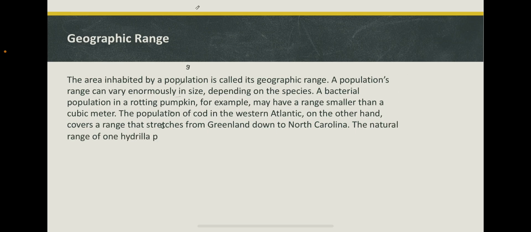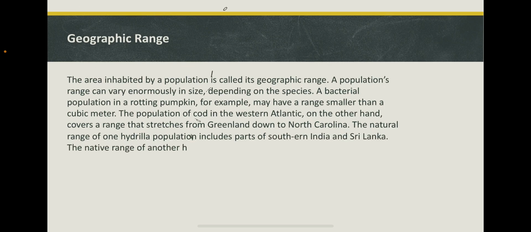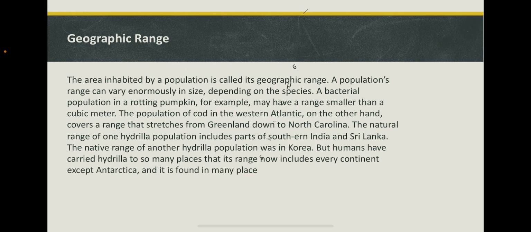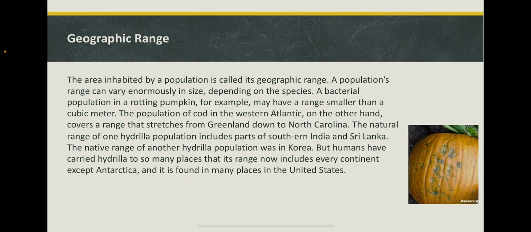The natural range of one hydrilla population includes part of southern India and Sri Lanka. The native range of another hydrilla population was in Korea, but humans have carried hydrilla to so many places that its range now includes every continent except Antarctica, and it is found in many places in the United States of America. It is not found in Antarctica because the water is very cold and it cannot survive in these very low temperatures. It will die, of course.